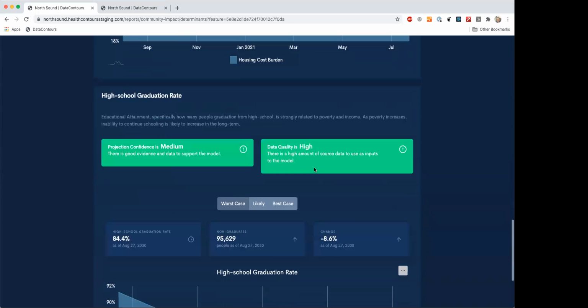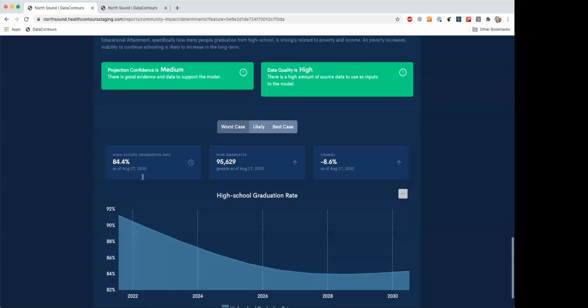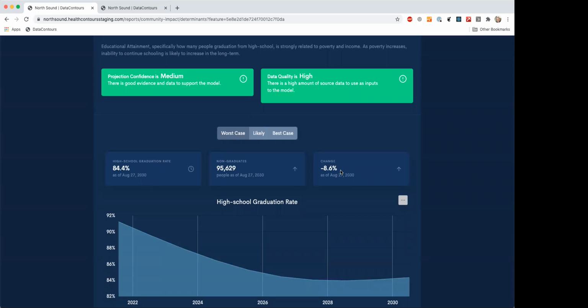So these are both short-term models. We also think about long-term education attainment, which is one of the important social determinants for long-term health and well-being. If you're able to graduate from high school, you're much more likely to be employed. Your income is significantly higher, and that drives all the positive health outcomes. So projecting forward 10 years, we would expect the high school graduation rate in the worst case scenario to drop about 8%. So about 95,000 more people over 10 years don't graduate than would otherwise.